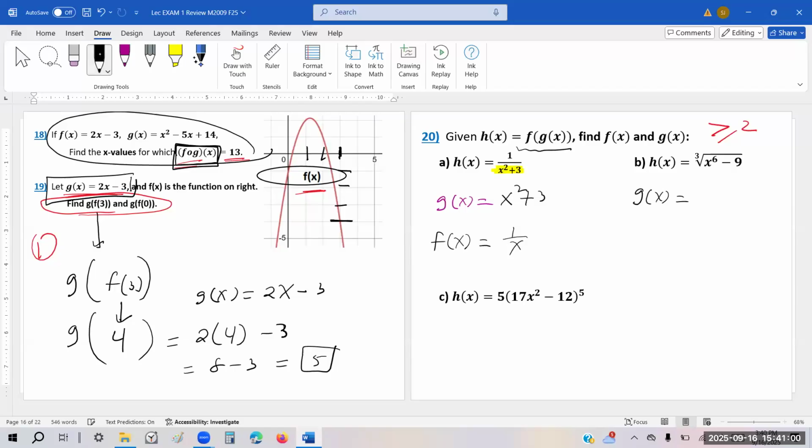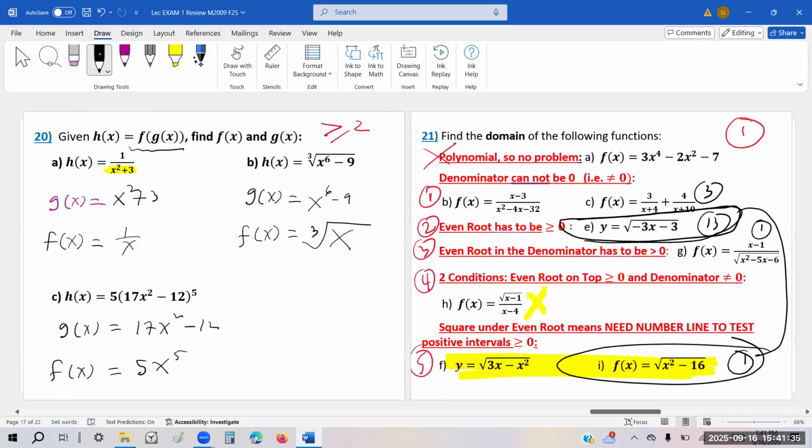How about the next one? Which one is your g function? X to the 6 minus 9. Then in that case, what would be your outer function? Cube root of x. The last one. What is your g function? 17x squared minus 12. Then what would be your outer function? 5x to the 5. See? Decomposition is very easy. I love them.